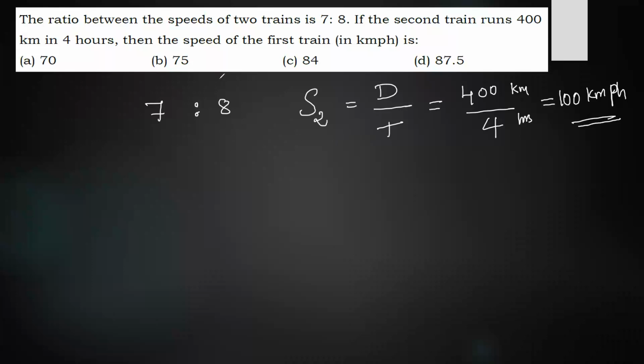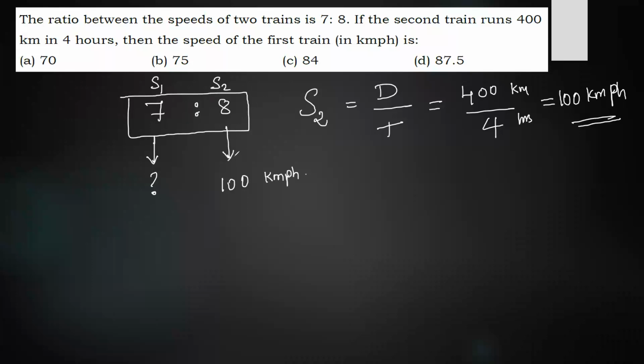So we know that the speed of the second train has ratio 8. So 8 parts equal 100 kilometers per hour. Then what is 7 parts? This is the meaning. Is it clear? They given that the speeds of two trains are in the ratio 7:8.